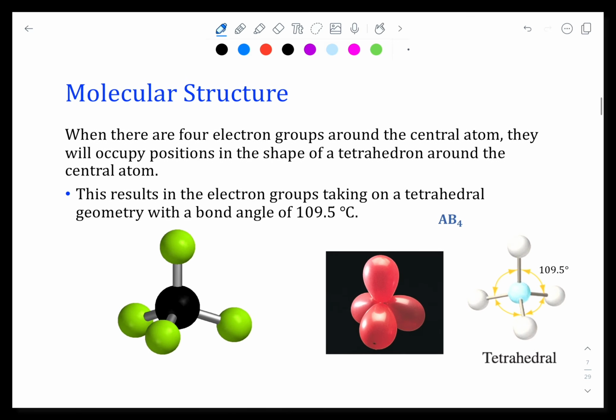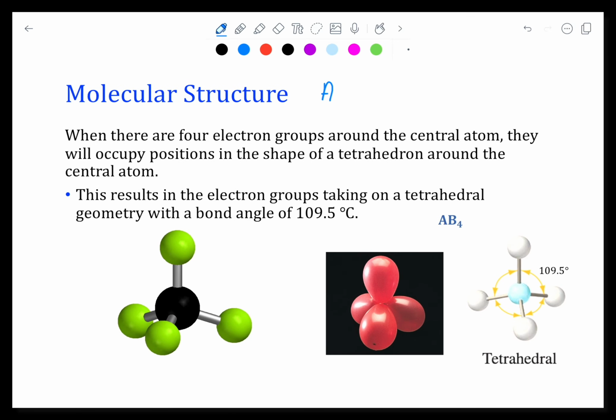Next up we have AB4, and this is where there are 4 electron groups around the central atom. They will occupy positions in the shape of a tetrahedron around the central atom. This results in the electron groups taking on a tetrahedral geometry with a bond angle of 109.5 degrees.